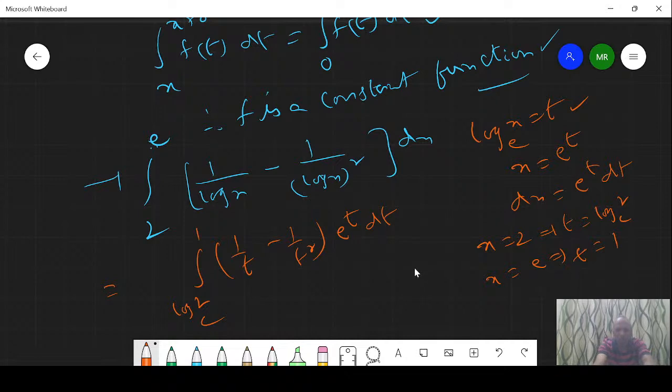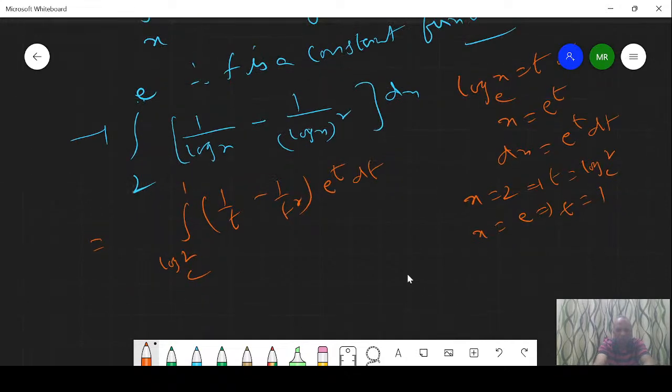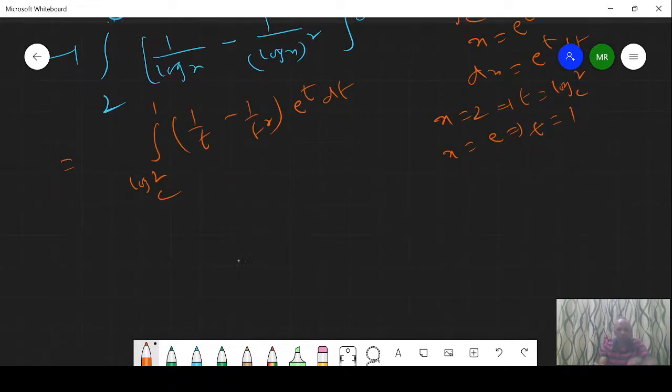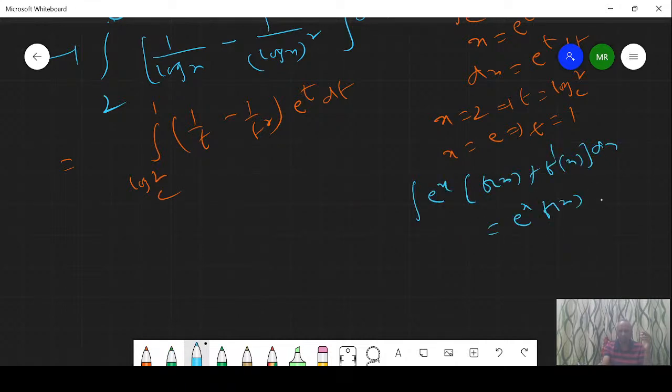But we know one formula, just remember the formula. Integral e power x into f of x plus f dash of x dx. If it is like this, our answer is e power x into f of x plus c. Generally this is for indefinite integrals, without limits: e power x f of x plus c.